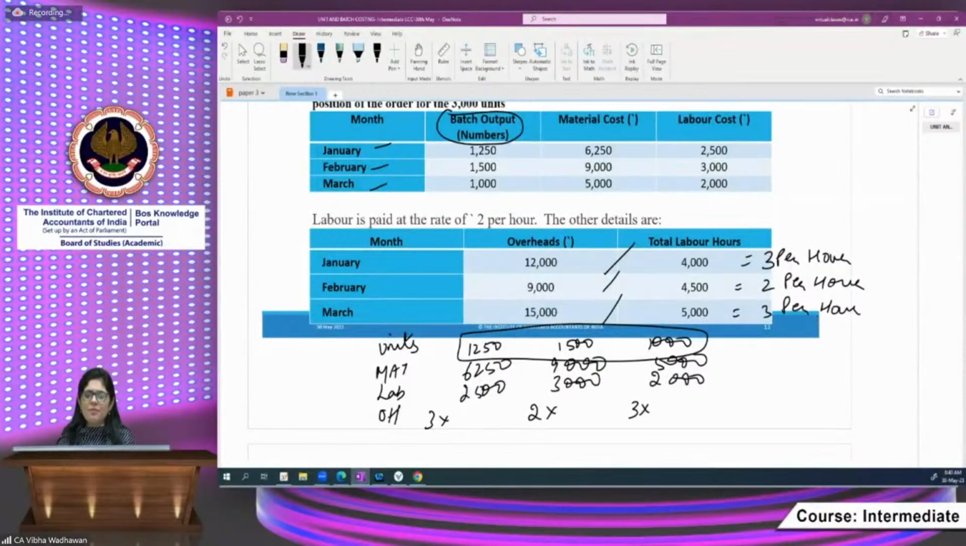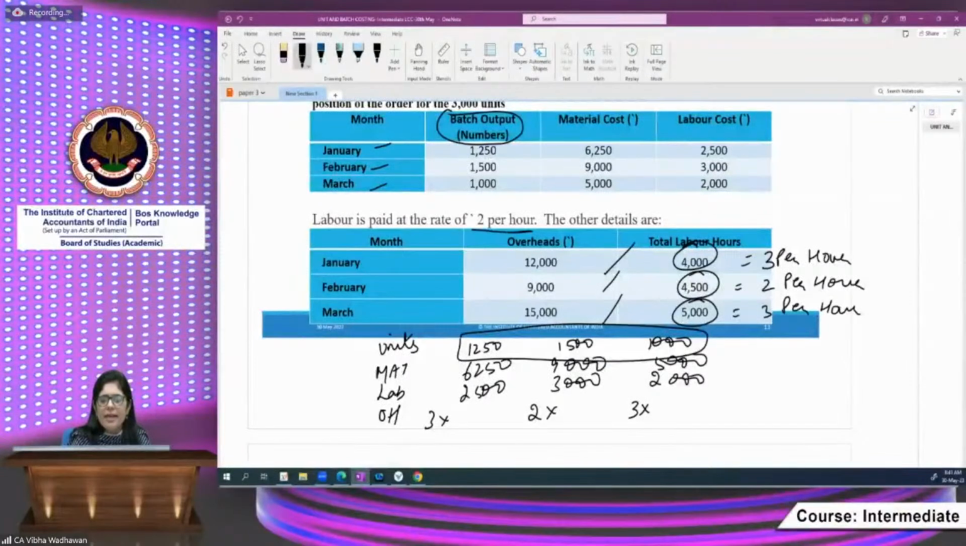Where are the number of hours? Can we find the number of hours from anywhere? We need the hours for this batch. See, the total hours for the entire organization are 4,000, 4,500, 5,000. This is for the entire organization. How much labor hours are used for this particular batch for January, February, and March? How do you have to calculate?